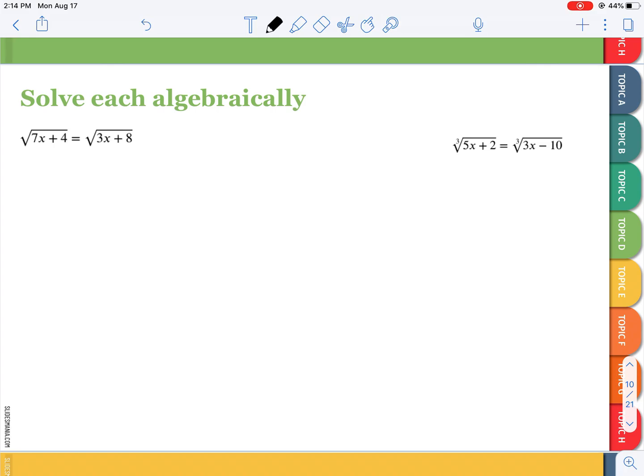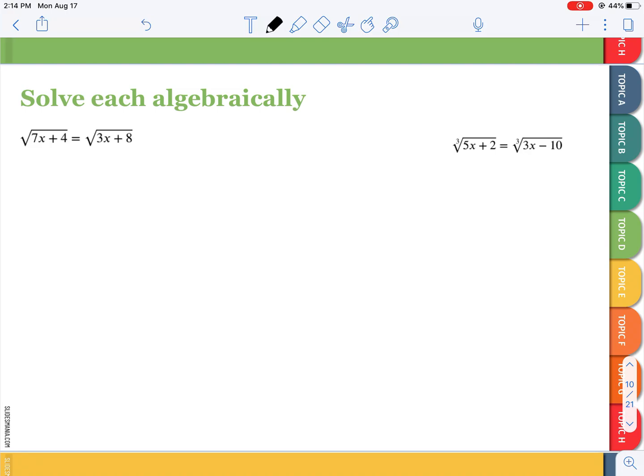Okay, let's take a look at some other versions of solving radicals. If you notice on these two examples, you actually have two radicals. So if that happens, if you ever have two radicals, the steps are to put them on opposite sides and then do your power and solve.